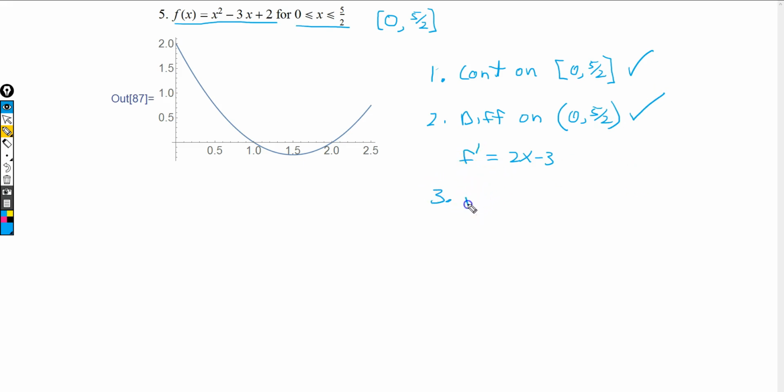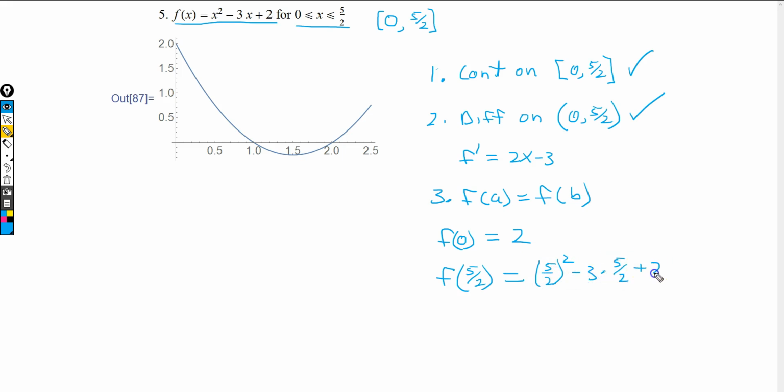Third thing we need to check, does f of a equal f of b? Well, let's see. So f of 0, that's equal to 2. And f of 5 halves, or 2.5, well, that's going to be 5 halves squared minus 3 times 5 halves plus 2. And you can evaluate that on your calculator or do it by hand. You're going to get back 3/4 or 0.75. Well, okay, now we see there's a little problem because this does not equal 2. So no, this does not hold, so we cannot apply Rolle's theorem in this case over this interval.